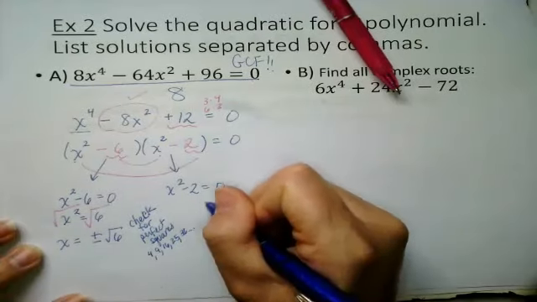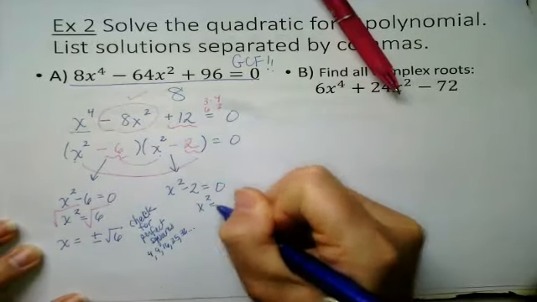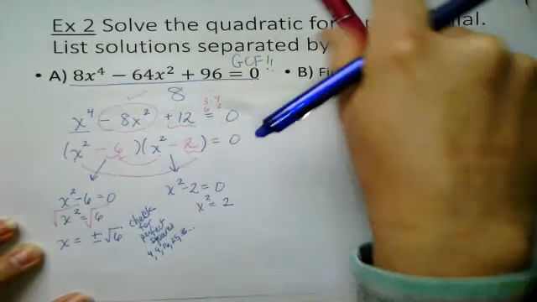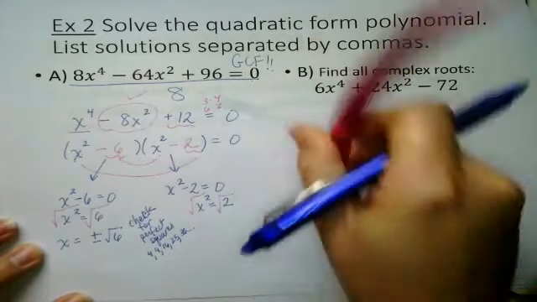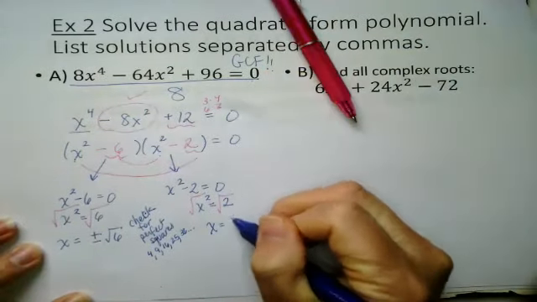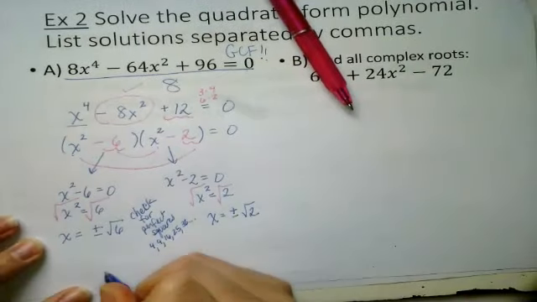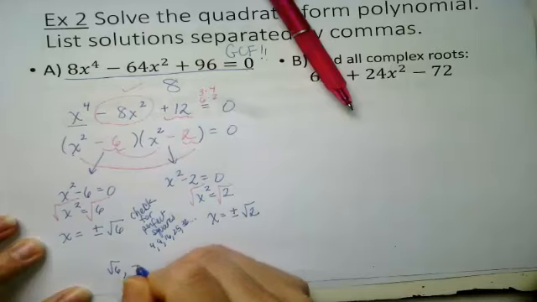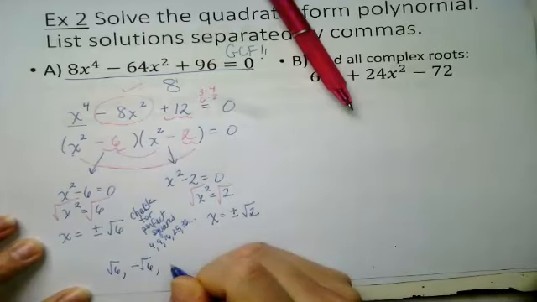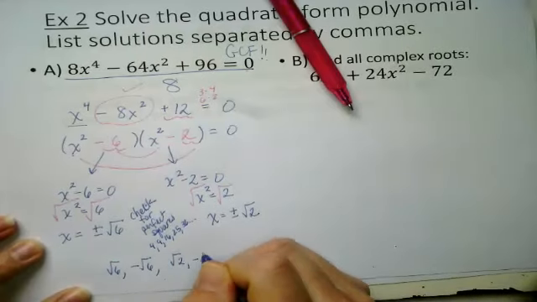And then over here, I'm going to do the same thing. I'm going to move the 2 over and then go ahead and take a square root of both sides. So I get x equals plus or minus radical 2. And again, I can't simplify that. So in IXL, I would put radical 6, comma, negative radical 6. Radical 2, comma, negative radical 2.